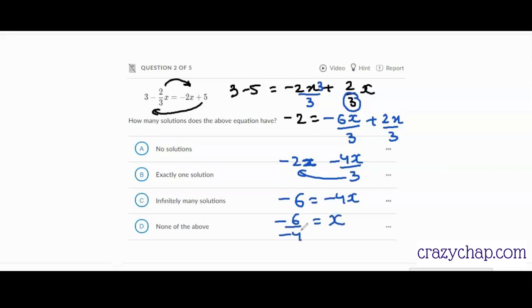Anyway, I'm right now not interested in finding the answer. We just have to tell how many solutions we have. So whatever the answer is, we are getting only one solution. So my correct answer is exactly one solution of x. Hope it makes sense, guys.